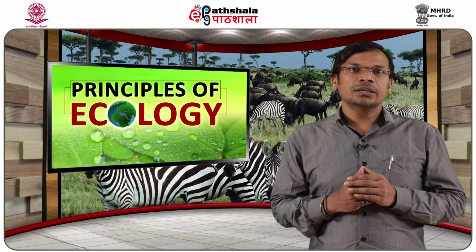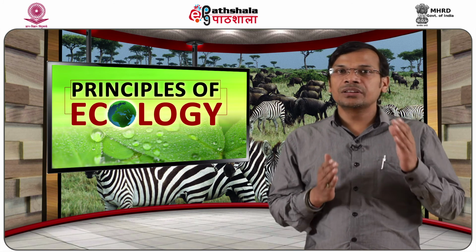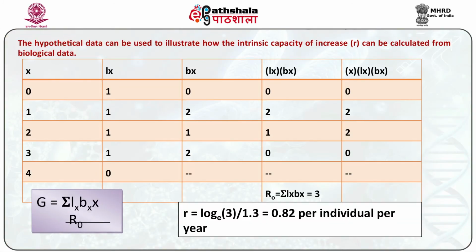Dublin and Lotka in 1925 defined the mean length of a generation by the formula capital G equals the summation of Lx, Bx and x divided by the summation of Lx, Bx, which is further derived as the summation of Lx, Bx into x divided by capital R naught. For the given hypothetical data, the value of G is 1.3 years.